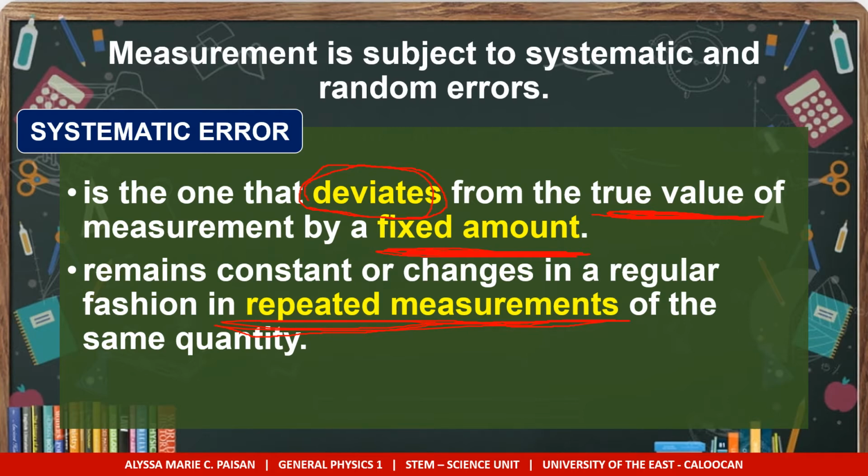But most of the time, since measurements are subject to systematic errors, there will be a difference. And then, if the difference is actually constant or regular, it is considered systematic. When we say systematic, it means organized, okay? Constant. And if it changes, the change is regular. That's systematic, okay?